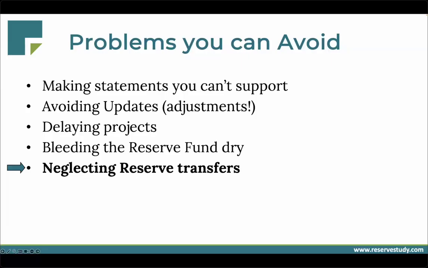And that is going to be neglecting your reserve transfers. So make sure that you've set your budget so that you're able to make scheduled reserve transfers. And in these times, it may mean raising your yearly assessments. However, think of it as a roof deterioration bill, an asphalt deterioration bill, right? These are real bills that need to be paid, just like the utility bill, just like the management bill, and just like the insurance premium.